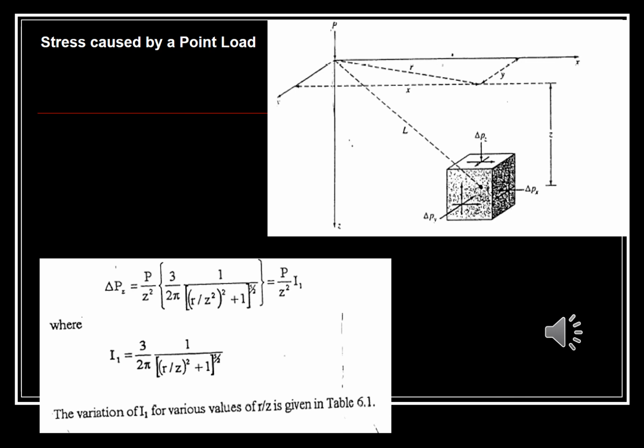So in this case, we write down the equation delta Bz equal to P by Z square, multiply 3 by 2 by 1 divided by square root of R by Z, the whole square plus 1, power 3 by 2, is equal to P by Z square I1. So I1 is equal to 3 by 2 by, multiply 1 divided by R by Z, the whole square plus 1, power 3 by 2.